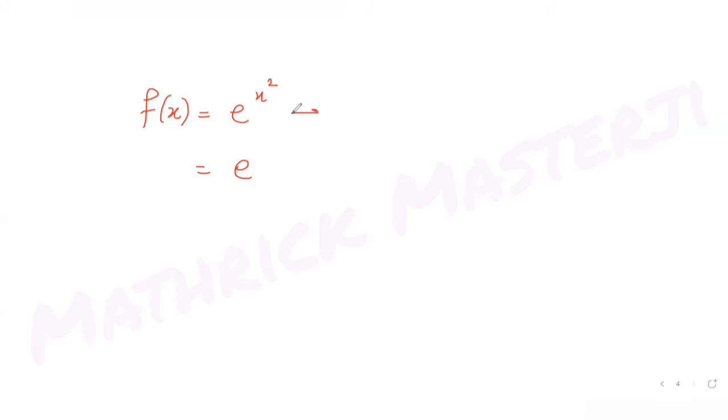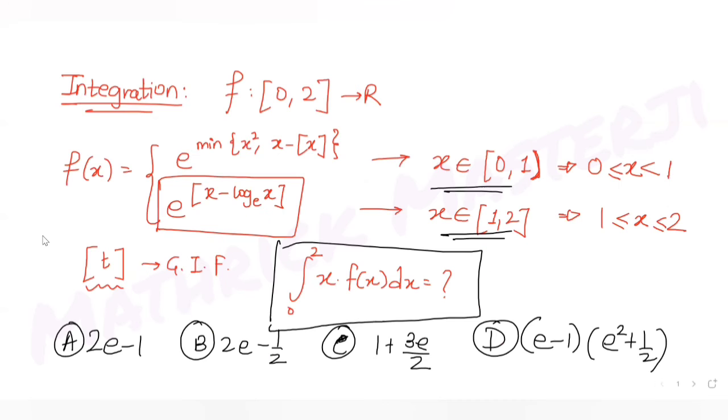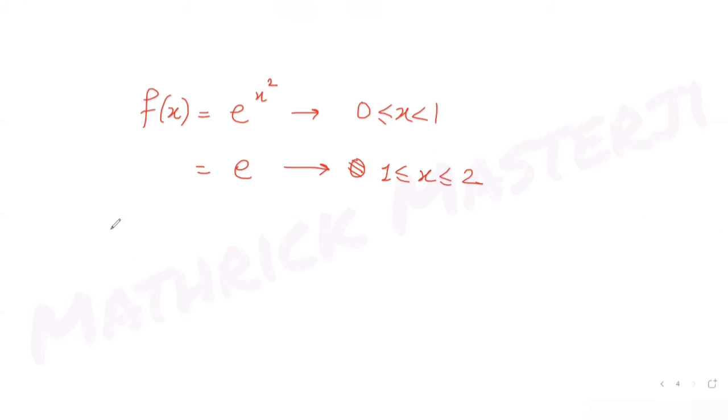So I have the two functions with me, where x in this case is from 0 up till 1, and here it is from 1 till 2. So I have these two values of the functions. Now let's talk about the question that is asked to us. The question is asking us to find the value of this integral, which has the limits from 0 to 2, and the function f of x is multiplied with x here.